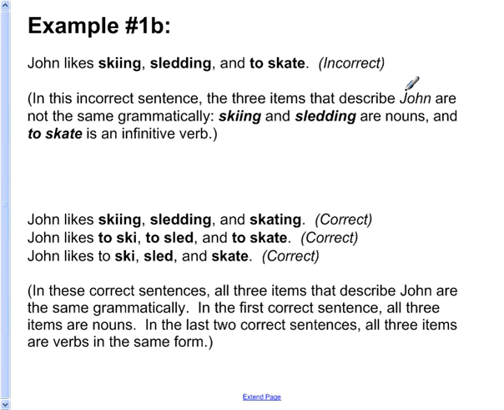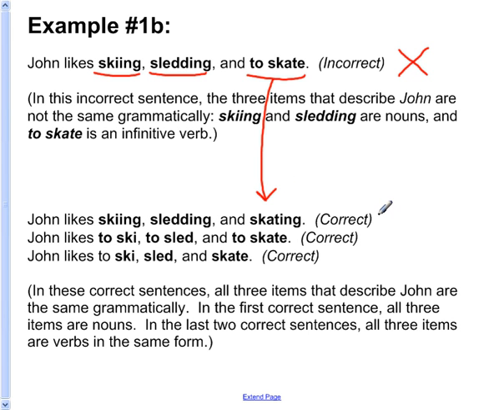A second example. John likes skiing, sledding, and to skate. Again, this list is out of parallel. Skiing is an activity. In this case, it sounds like it's a verb, but it's actually a noun. It's a gerund. Sledding, another activity, a gerund. And to skate, which is an infinitive form of the verb to skate. So the third item, again, doesn't match the first 2. We would have to change the third item here and make it an infinitive.